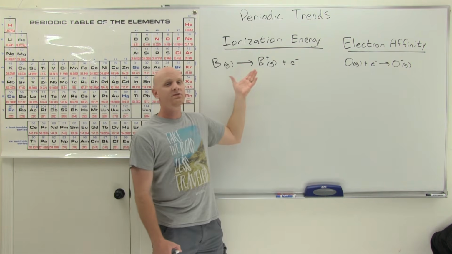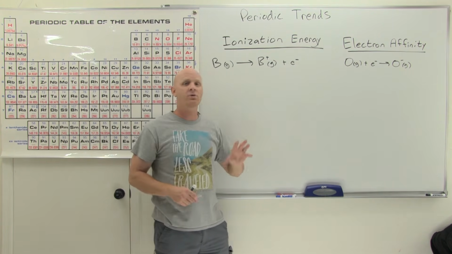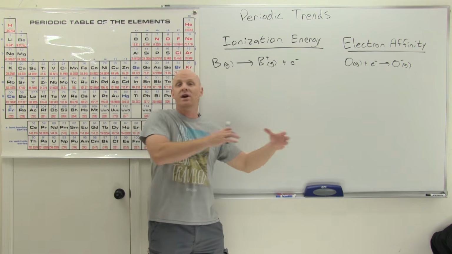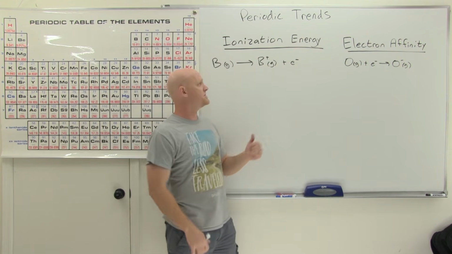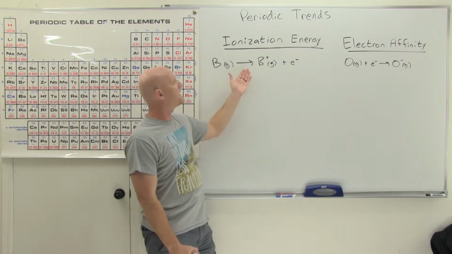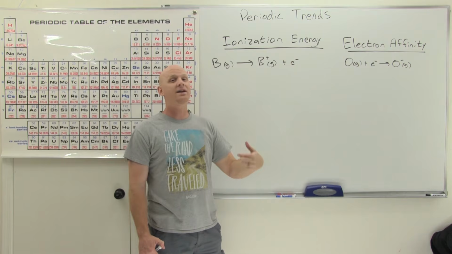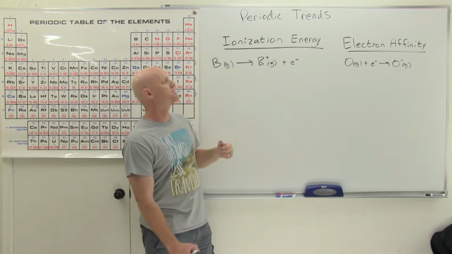So it usually costs energy to remove an electron from an atom. That electron is part of that atom because it's attracted to the nucleus. So if you want to pull it away from the nucleus, pull it off that atom, it's going to cost you energy. It turns out that ionization energy and electron affinity are both defined for atoms in the gas phase. It's part of the definition here.